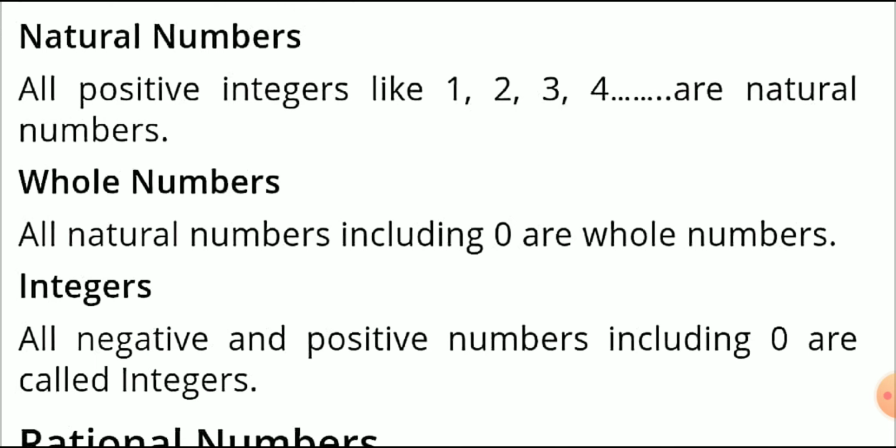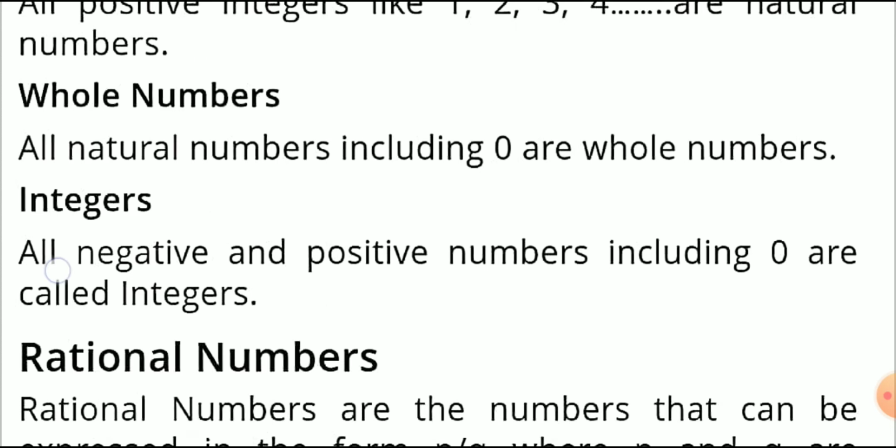Now integers. Integers are the collection of numbers which includes positive numbers, negative numbers, and 0. Or you can say negative numbers, 0, then positive numbers in ascending order. Basically, the smallest numbers are the negative numbers, then 0, then the positive numbers, which are greater than 0 and the negative numbers.